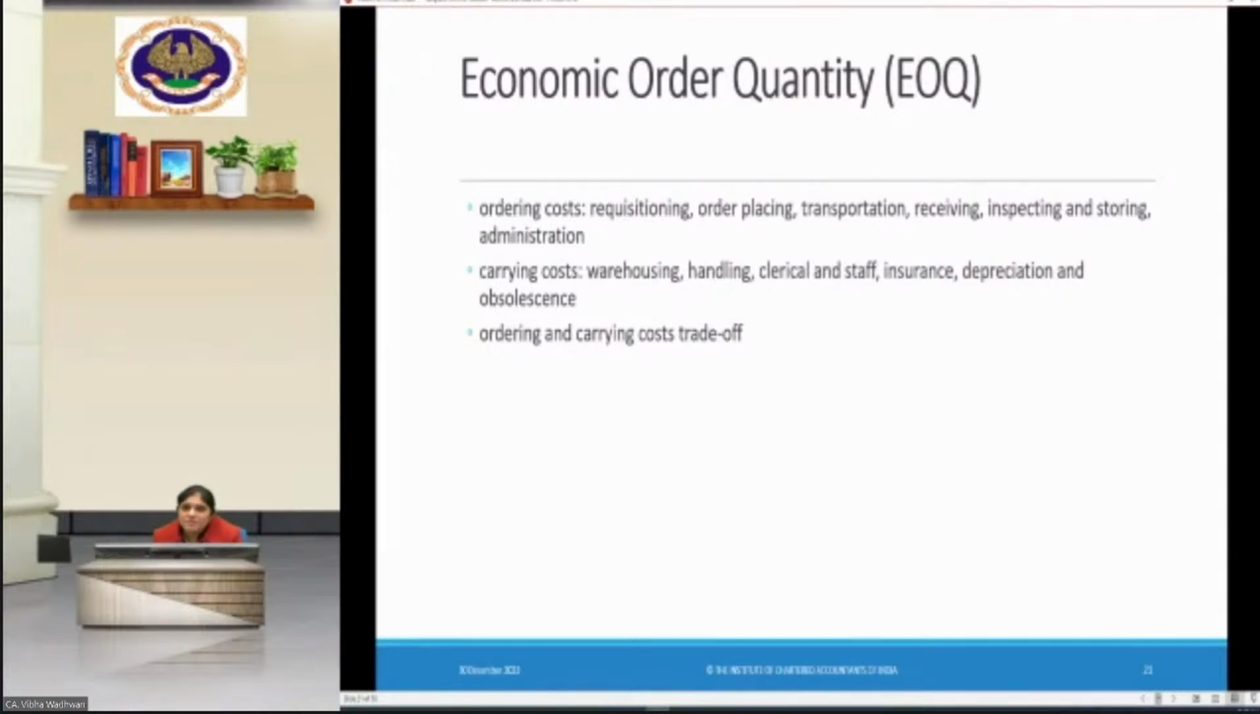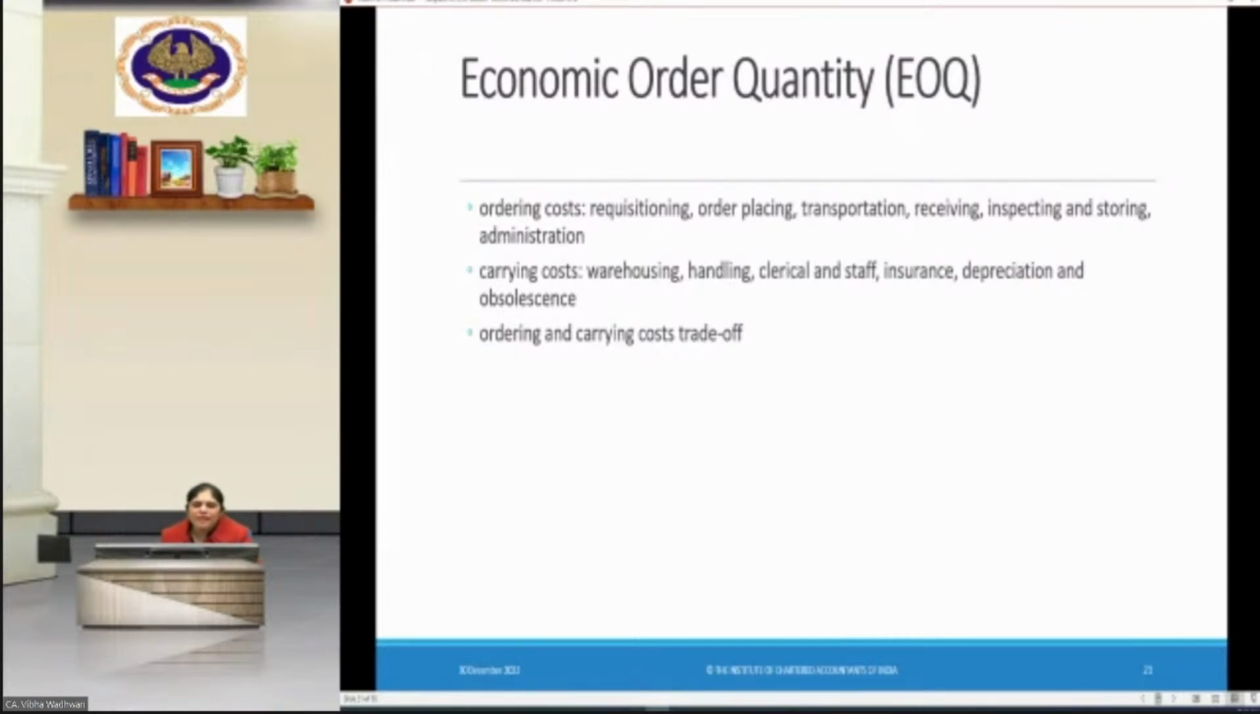Carrying cost means handling of material, warehousing, handling, clerical staff, insurance, depreciation, obsolescence. So these are the carrying costs. All these costs are associated when we purchase the material. We purchase and then we store. So before it goes for production, we have to handle it in inventory.